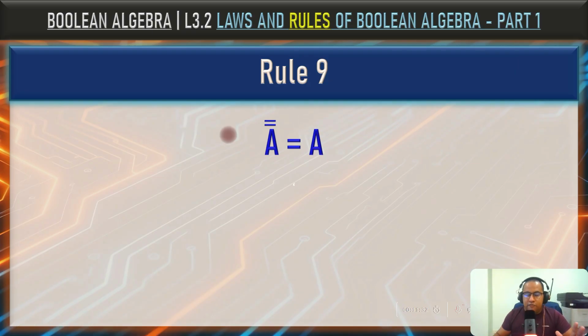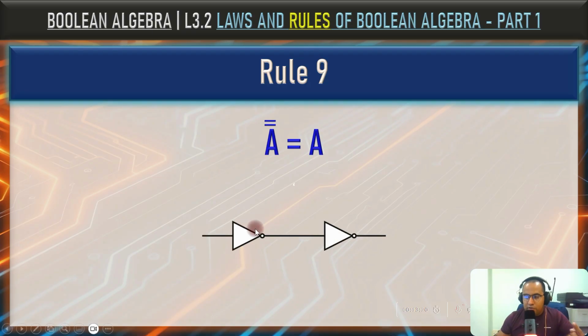In other words, if you invert a variable and then invert it again, you get the variable back. This is exactly the behavior of two NOT gates in a sequence. The first NOT gate flips the value, and the second NOT gate reverses it again. Let's verify using logical values. For example, if A is 0, when the logic 0 passes through the first NOT gate, it will be inverted to its opposite, like this.